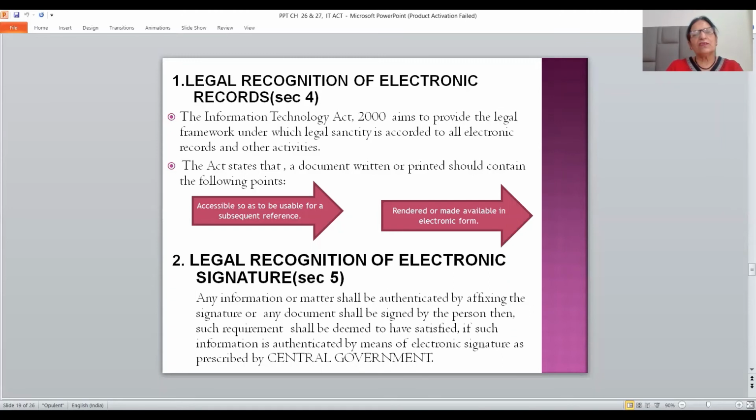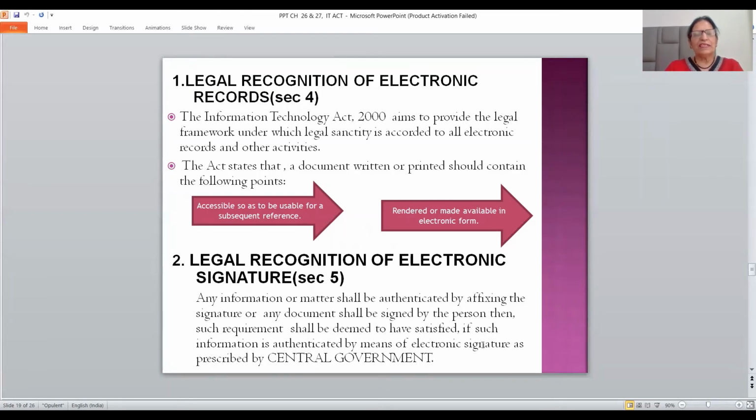First one is legal recognition of electronic records. Paper-based records, electronic records: one of the objectives of e-governance, or even the enactment of the IT Act 2000, was to give legal recognition to electronic records, because we do talk about electronic records nowadays. So they have been legally recognized. Not only paper-based records, but electronic records have been legally recognized. The IT Act 2000 aims to provide the legal framework under which legal sanctity is accorded to all electronic records and other activities.